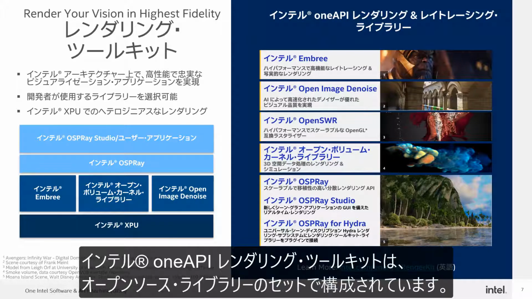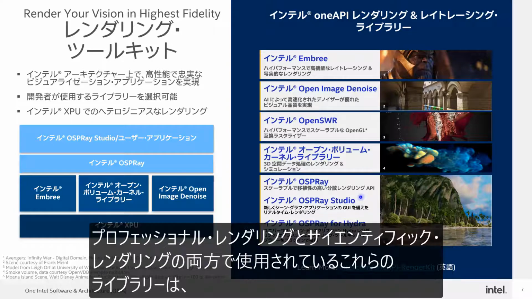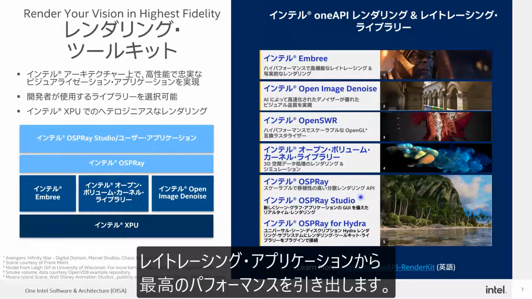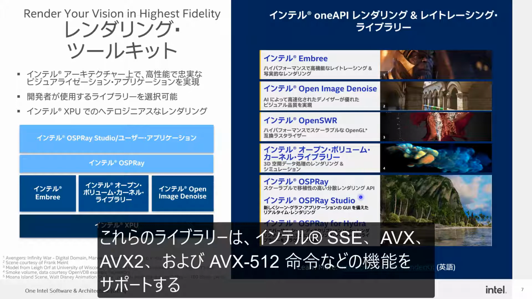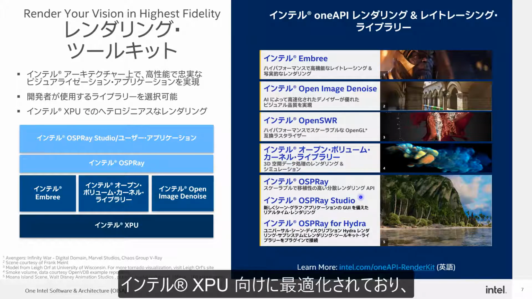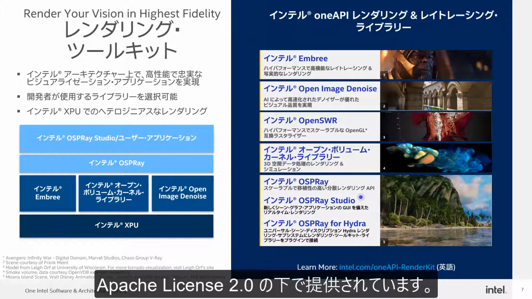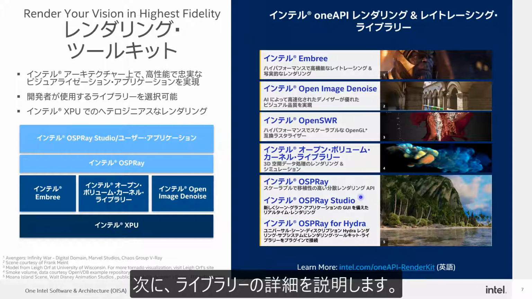Intel oneAPI rendering toolkit consists of a set of open source libraries used in both professional and scientific rendering, helping developers get the best performance out of their ray tracing applications. These libraries are optimized for Intel XPUs with support for features such as SSE, that's the streaming SIMD extensions, AVX, AVX2, and AVX512 instructions. Libraries are released under the permissive Apache license 2.0. So with that, let's take a closer look at the libraries.